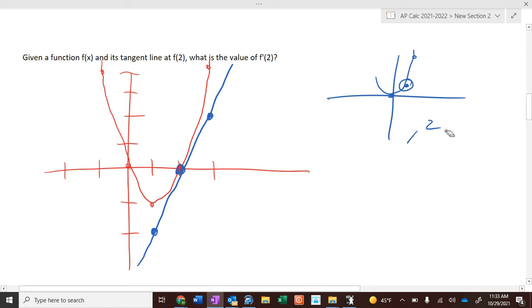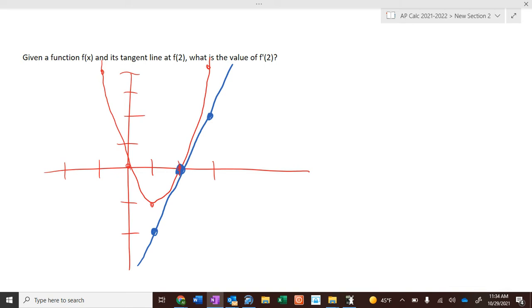Is there gonna be a graph like that on the test? Yeah, exactly like it, with a tangent line. Okay, it'll have the tangent line graph. So what do you find? You find the slope of it. Of what? The tangent line. There you go.